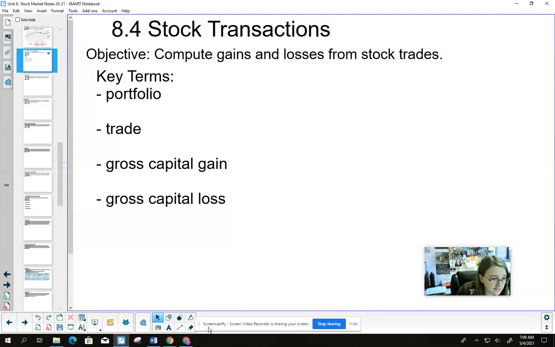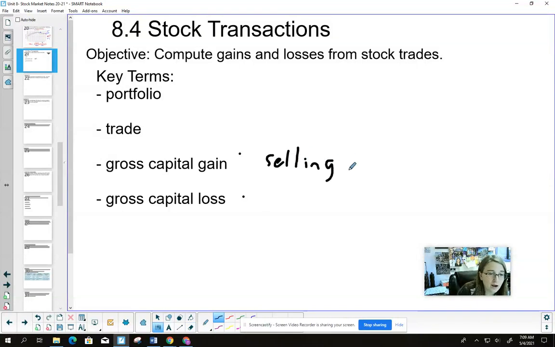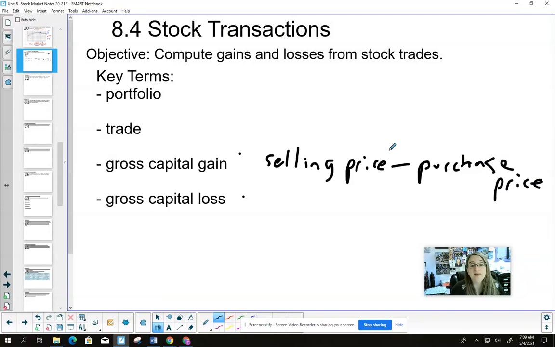We already copied this down, but I'm going to write it one more time. Gross capital gain in general is your selling price. That goes first. Selling price, so all the money you have coming in, minus your purchase price. It's a gain if this comes out to be positive. It's a loss if this comes out to be negative.